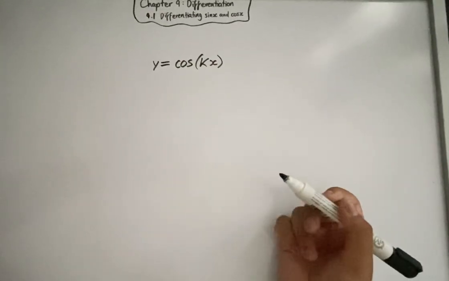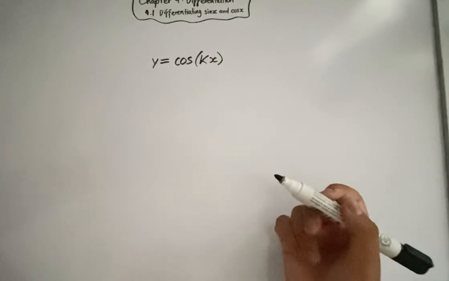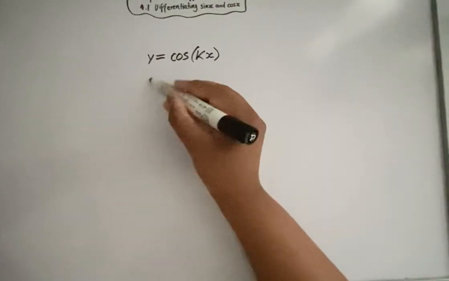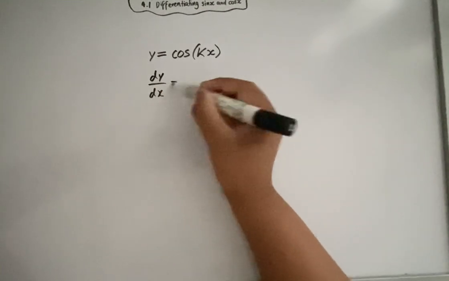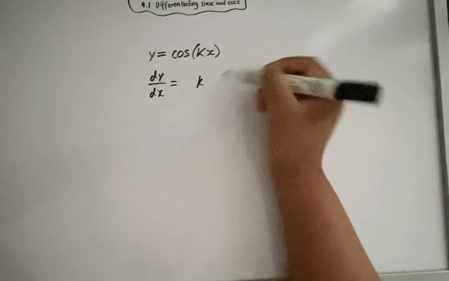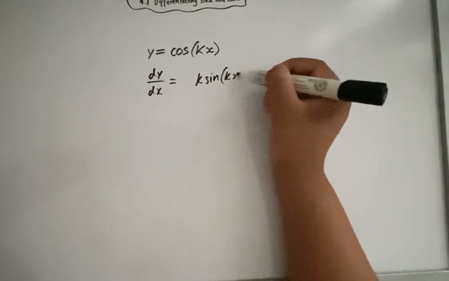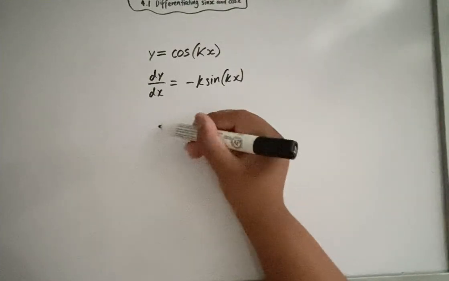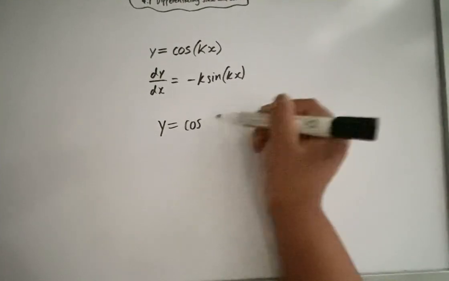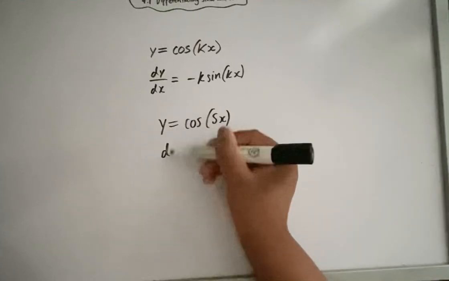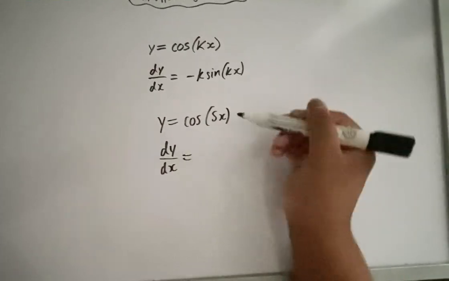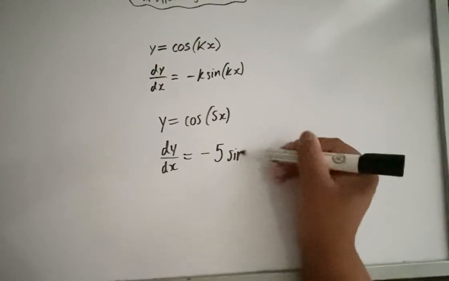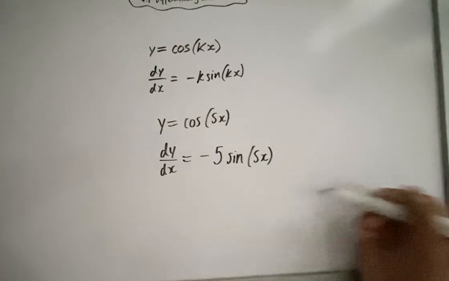You can use a similar first principles proof for cos x to find its derivative. If y is equal to cos of kx, then dy over dx will be similar. It will be k times sin of kx, but this time it will be negative. It will have a minus sign in front. So for example, if y was cos of 5x, then dy over dx wouldn't be 5 sin of 5x, it would be minus 5 sin of 5x. And that's about it.